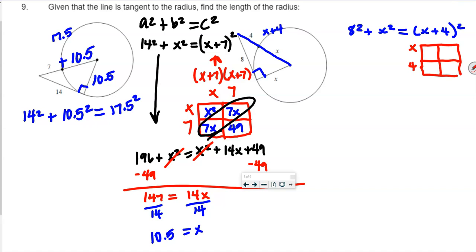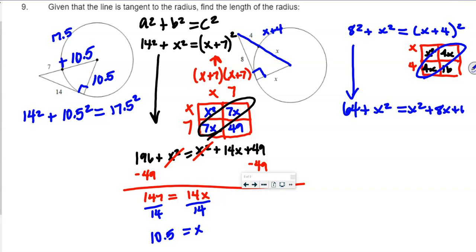So what is X times X? X squared. 4 times X is 4X. X times 4, 4X. 4 times 4, 16. Here again are our like terms, right? So this is going to be x squared is 64. I'm bringing down my terms now. 64 plus x squared equals our x squared, 4 and 4 is 8, plus 8x plus our 16.